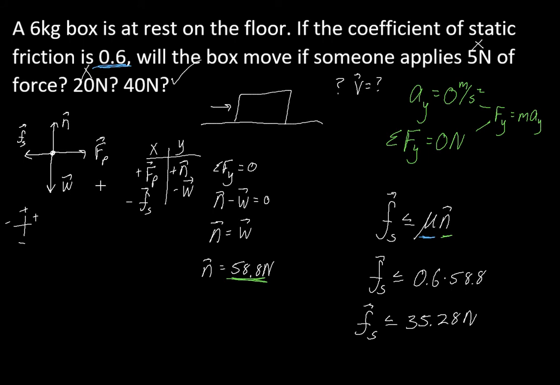It always opposes as much as it can before it just says, I give up, you win, you can make this object move. So at 5 newtons, static friction says, no, you can't move. 20 newtons, still the same thing. But as soon as it hits 35.28 or higher, that object says, all right, fine, I'll allow you to start moving. And that static friction becomes kinetic because now the object is sliding across the surface. So static friction only pushes as hard as it needs to.